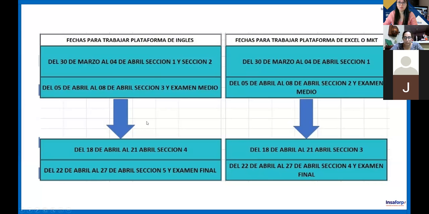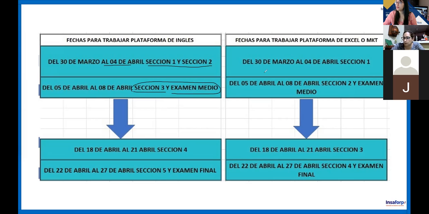And just as a reminder, para recordarles que we have the dates for the platform, when you have to work with the platform. So these are going to be the dates. Estas son las fechas en las cuales usted debe trabajar las secciones. From March 30 until April 4, you have to work section 1 and 2. Then from 5 to 8, you have to work section 3 and the exam. Esas son las fechas que tenemos que trabajar en la plataforma.